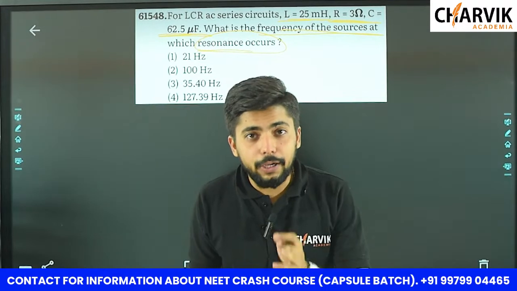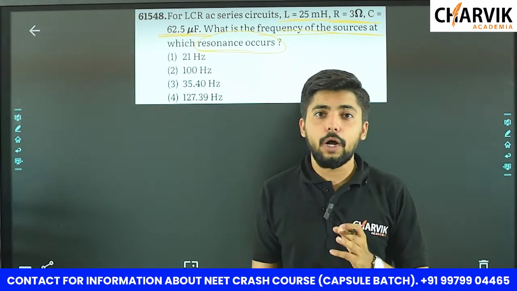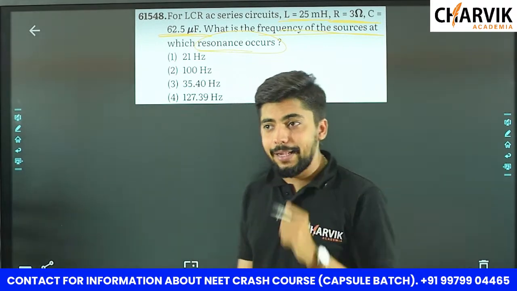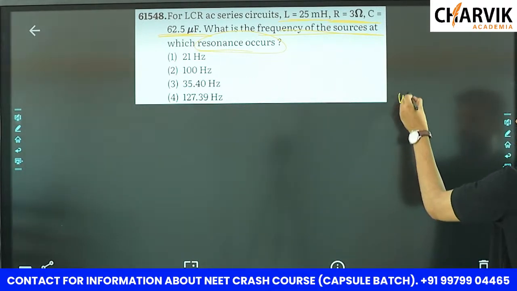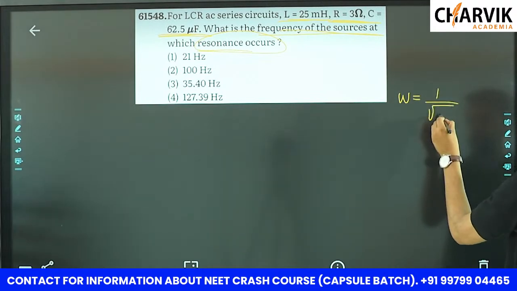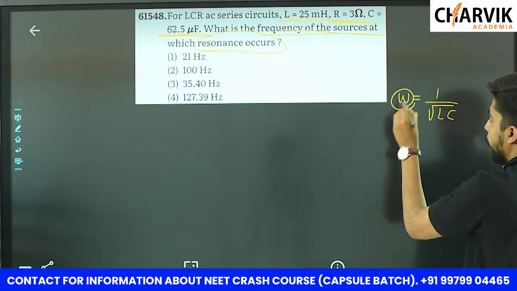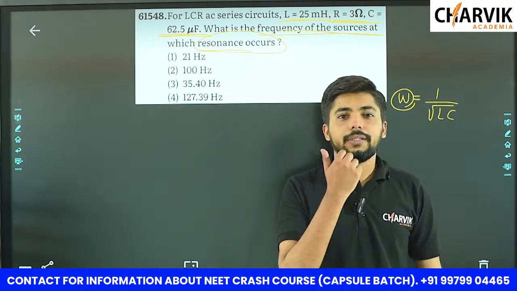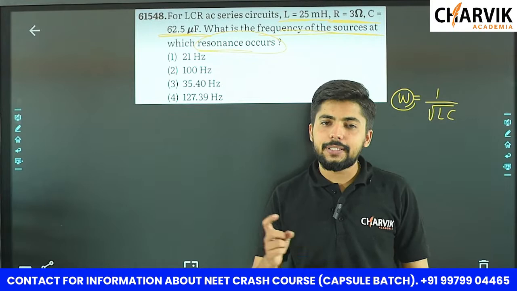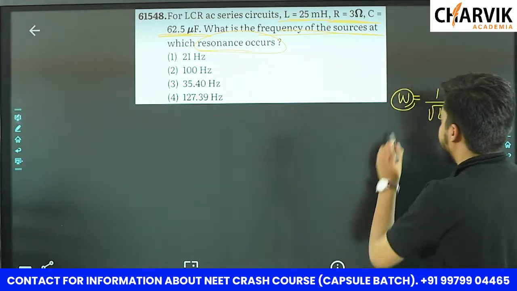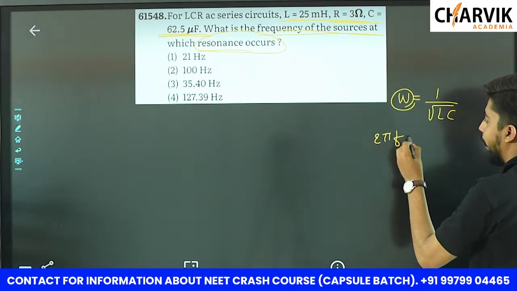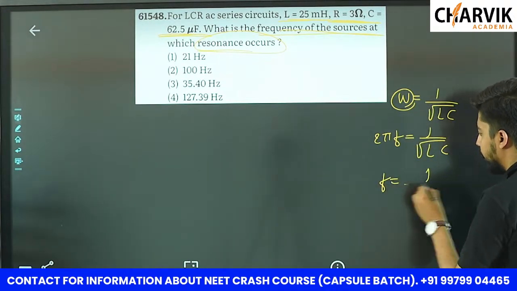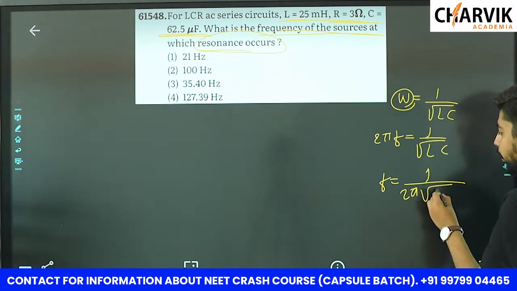Now there is an angular frequency also. What is the formula of the angular frequency? The formula of the angular frequency is 1 upon under root LC. Let me write it for you. Omega will be equal to 1 upon under root of LC. Now what is the value of omega? We have just taken it in the previous question, that omega is equal to 2 pi by T, which is equal to 2 pi f. So place the value of omega, 2 pi f, equal to 1 upon under root LC, and then your frequency becomes 1 upon 2 pi into under root of LC.